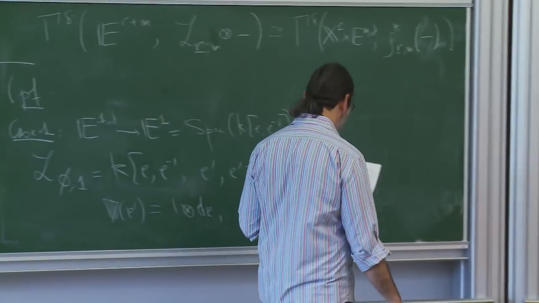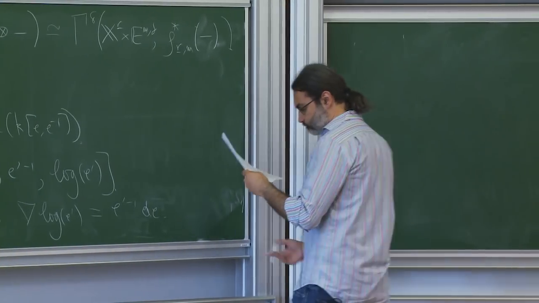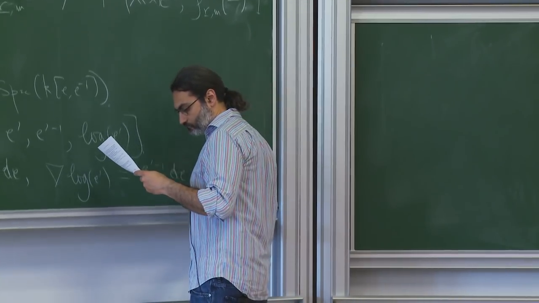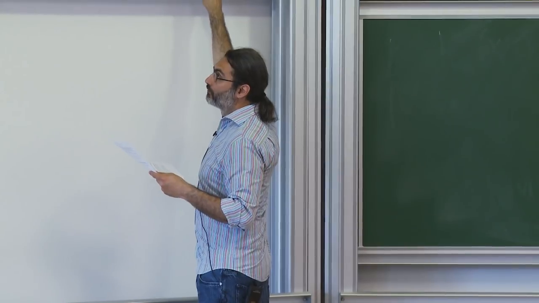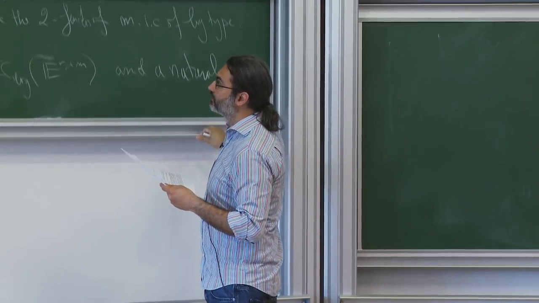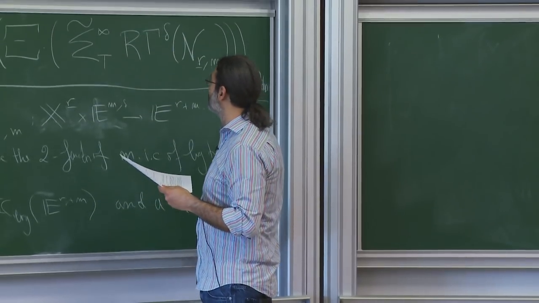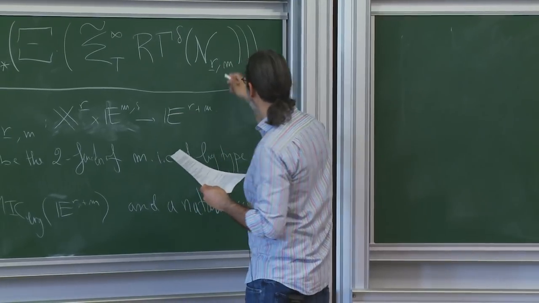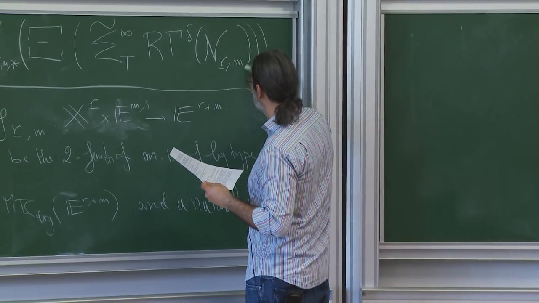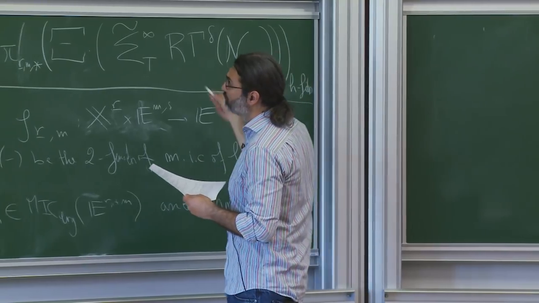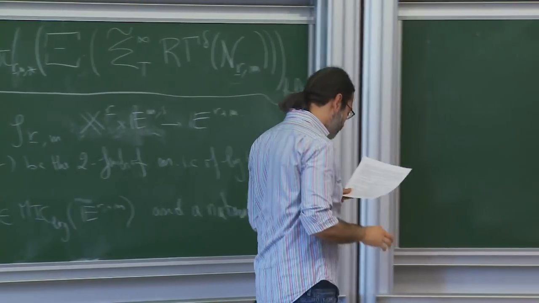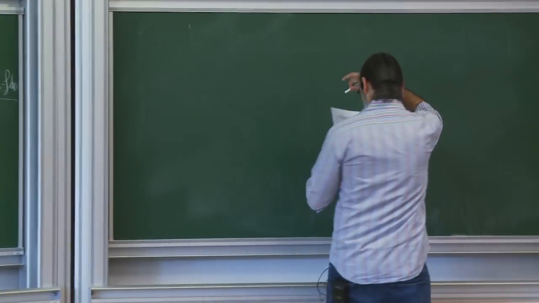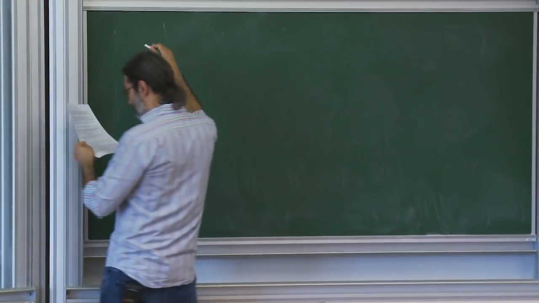So I want to define... Remember, I want to define this. I try to keep this formula here. So my goal is to define, my first goal is to define this n here, and so n will be essentially obtained from this L by some very simple procedure. Okay, so let me explain this now.